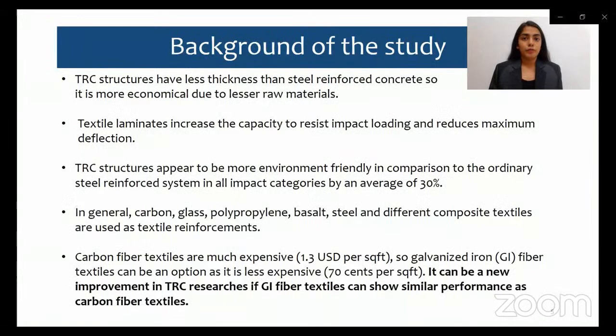We gather some knowledge and information from the previous researches conducted on TRC. TRC structures have less thickness than steel reinforced concrete, so it is more economical due to lesser raw materials. They appear to be 30% more environment friendly compared to ordinary RC systems. Carbon fiber textiles show better performance in TRCs than any other textiles, but as it is much expensive, $1.3 per square feet, GI fiber textiles can be an option as it is less expensive, 70 cents per square feet. It can be a new improvement if GI fiber textiles can show similar performance as carbon fiber textiles.